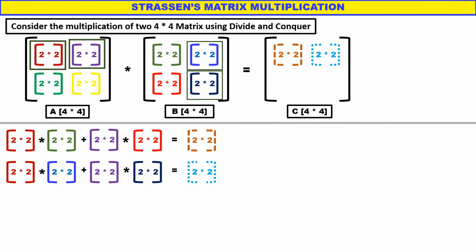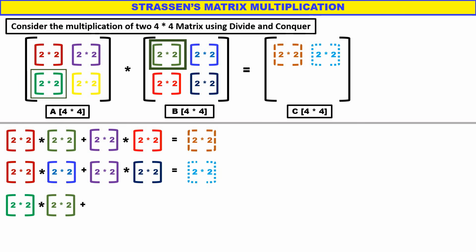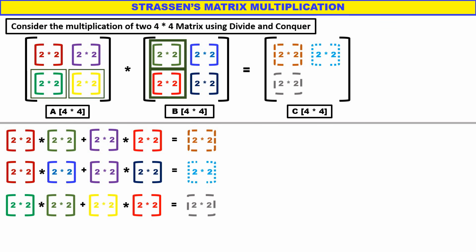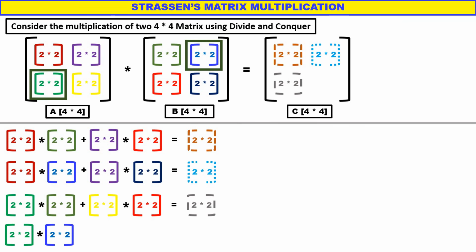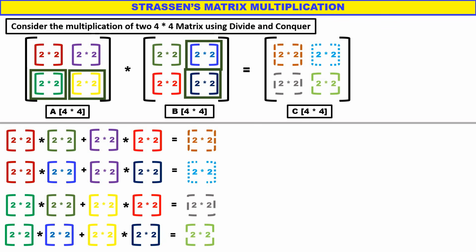I am using color so that you understand what 2 cross 2 matrices are being multiplied. For that, I am using different colors. Again, let us see. 2 cross 2 into this 2 cross 2 plus 2 cross 2 into 2 cross 2. We get this. This we write down here. And the last one, 2 cross 2 into 2 cross 2 plus 2 cross 2 into 2 cross 2. We get this. This we write here. I think you should be able to easily understand this. There is no difficulty. It is quite simple.